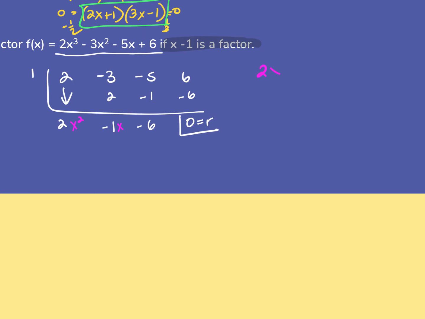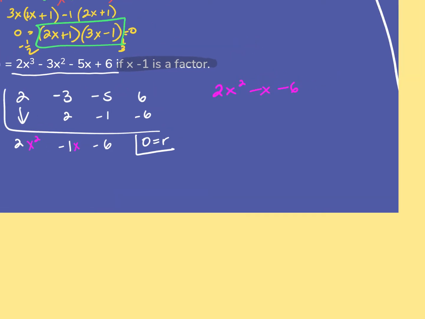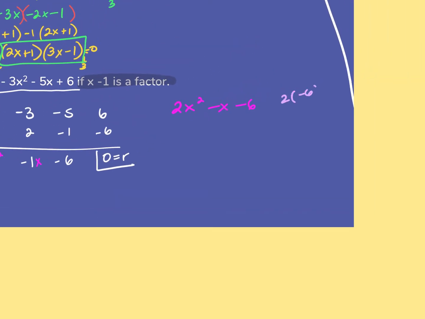I end up with 2x squared minus x minus 6, and I want to see if it's factorable. So I multiply 2 times -6, I get -12. Are there factors of -12 that sum to -1? 3 and -4. Good. -4 and 3, or 3 and -4. Replace the middle term with those. And then factor by grouping.